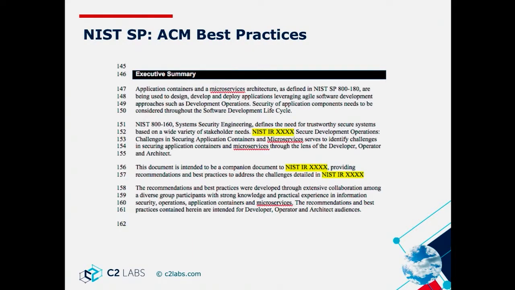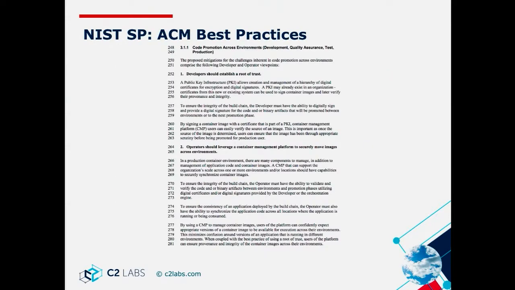Again, built off of SP 800-160 and then 180 from a definitional standpoint, same three lenses. So best practices here: developers should establish a root of trust. If you don't know what your root of trust is as a developer, your adversary does. So establish a known good root of trust, and the developer needs the ability to digitally sign and provide that signature for the code as you push across these environments.